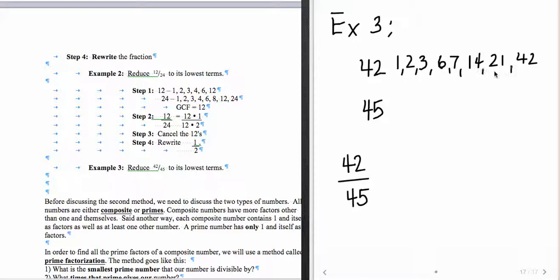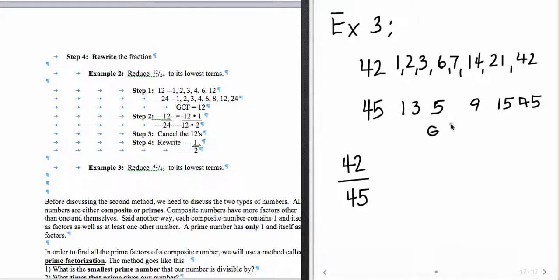Now we're going to do the same thing with 45. 1 and 45. And then does 2 go into it? No, it's odd. 3, yes, 3 times 15. And then 4, no. 5, yes, 5 times 9. 6, no. 7, no. 8, no. We have all the factors.